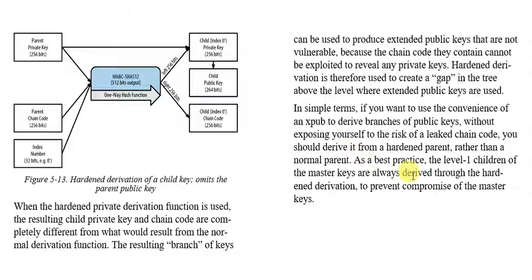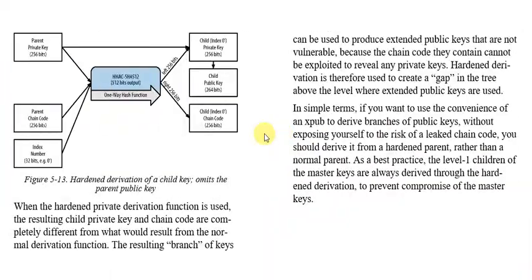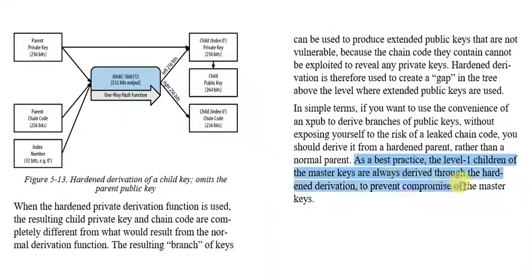Hardened derivation is therefore used to create a gap in the tree above the level where extended public keys are used. In simple terms, if you want to use the convenience of an SPUB to derive branches of public keys, without exposing yourself to the risk of a leaked chain code, you should derive it from a hardened parent, rather than a normal parent. As a best practice, the level 1 children of the master keys are always derived through the hardened derivation, to prevent compromise of the master keys.